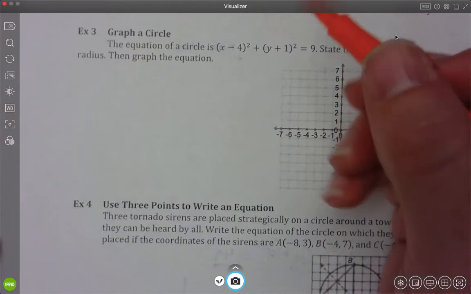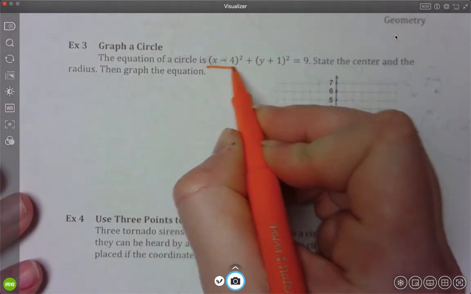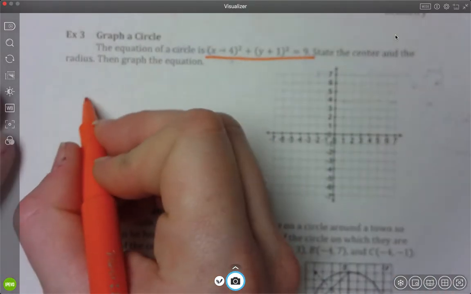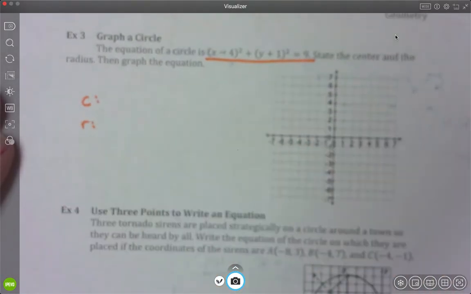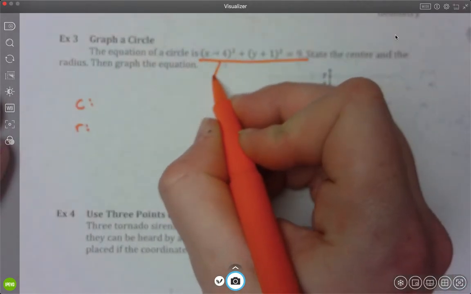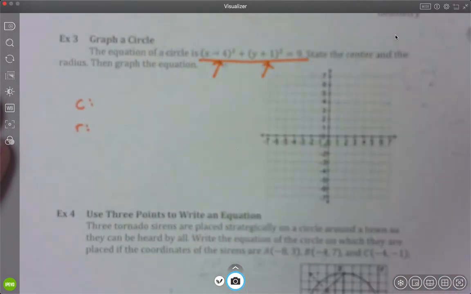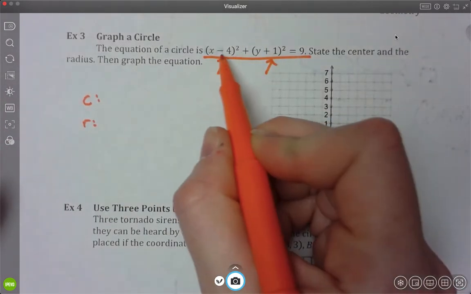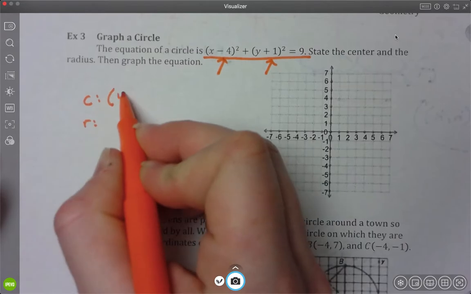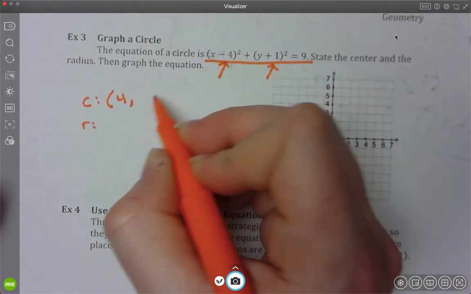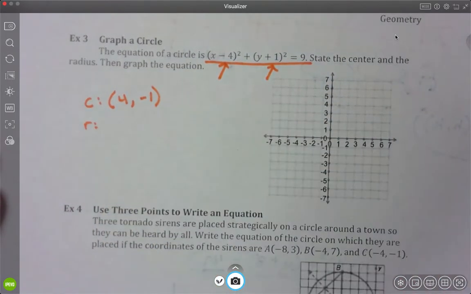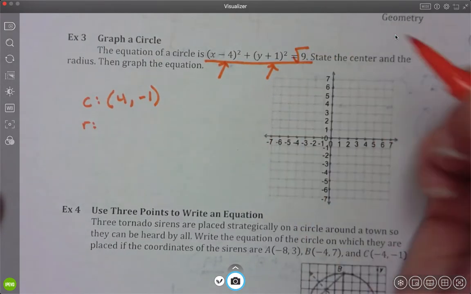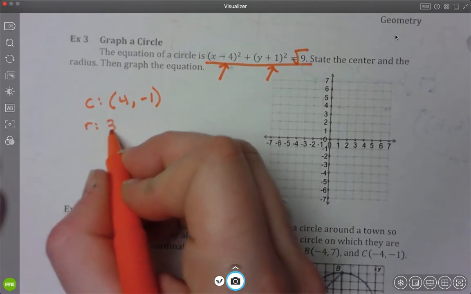Now they're going to give it opposite. So they're giving you this equation, and they say graph the thing. So we need to know the center, we need to know the radius. My center is going to be determined by this point right here and this point right here. Now remember that you use the opposite sign. So if this says -4, it's going to be the point +4, comma, this says +1, so I'm going to use -1. So the opposite sign. The radius is the square root of this. Square root of 9 is 3.